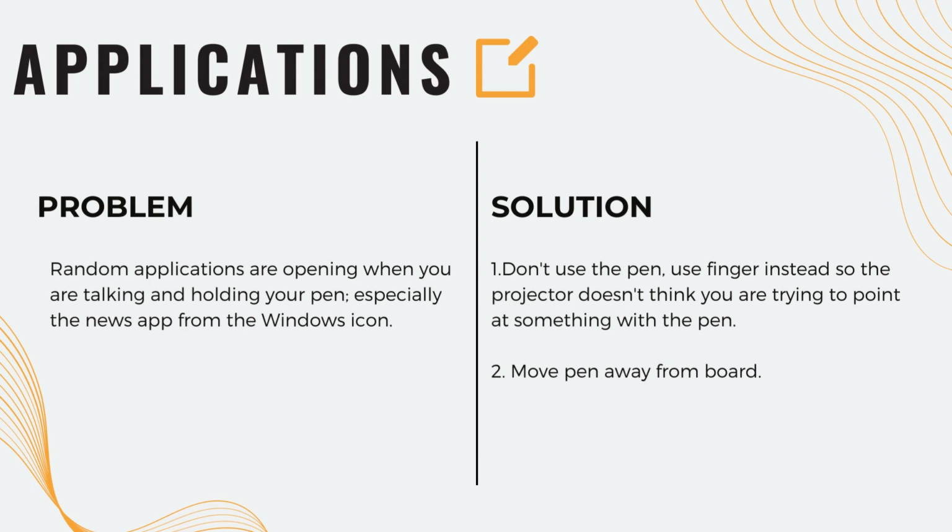Another problem that arose when we were learning about these boards were random applications kind of opening up when you're talking with the pen, especially that news app from the Windows icon from the bottom of your laptop. Our solution to that is don't use the pen. You can use the finger instead. Your finger does everything that the pen does. Or you can kind of move the pen away from the board. If you are like me and you talk with your hands a lot, then unfortunately the pen will kind of open up random things because the board is still picking up that pen.